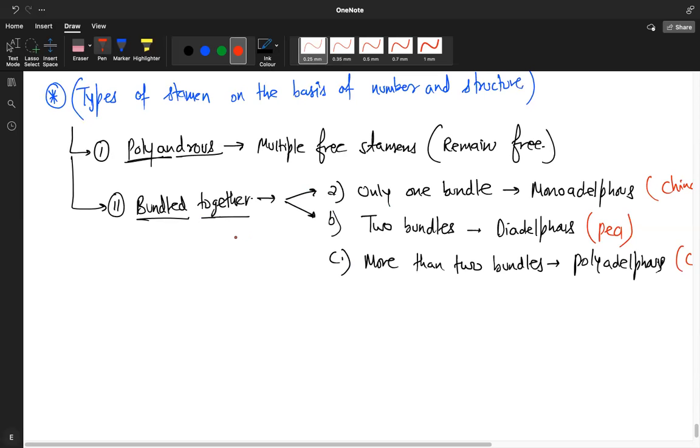You understood what Aisha said, Iram? Do you agree with this? Yes. So in polyandrous, there are multiple free stamens, which means like one person standing on one tile. Let's say in a room there are 100 people and 100 tiles, and one is standing on each tile separately. That's the polyandrous example. Then you segregate the 100 people into groups of 10, so there will be 10 such groups. That becomes more than two bundles. That's polyadelphous. Is it clear?